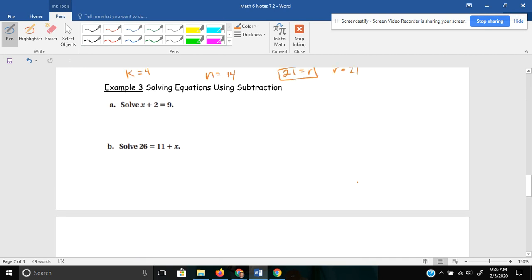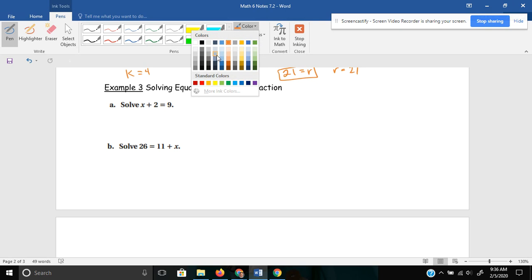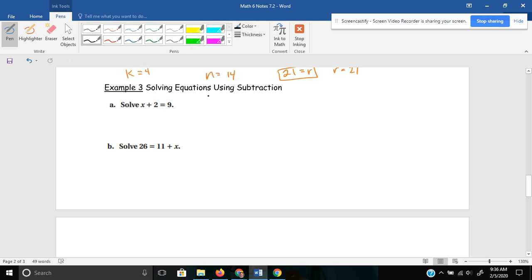For example 3, now we're going to be using subtraction to solve instead. So let's go back to black here. I have x plus 2 equals 9. X is being added by 2, so to undo that, I would subtract 2 on both sides of the equal sign. Adding 2 and subtracting 2 are opposites. They cancel out. X equals 9 minus 2 would give me 7. I can double check that by substituting 7 back into the original equation. 7 plus 2 gives me 9, and 9 equals 9.